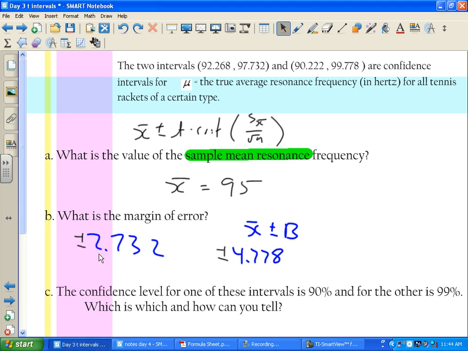You're a 99%er. Justification being, on the 90%er, I'm going to capture that mean only about 90 times out of 100 on average, which means it's going to be tighter because I'm going to be missing more frequently, so it'll be smaller. 90 to 99, that one's going to be wider because I'm going to miss less frequently. In fact, I'll only really miss that population mean about 1 time out of 100 on average. Does that make sense? Okay.